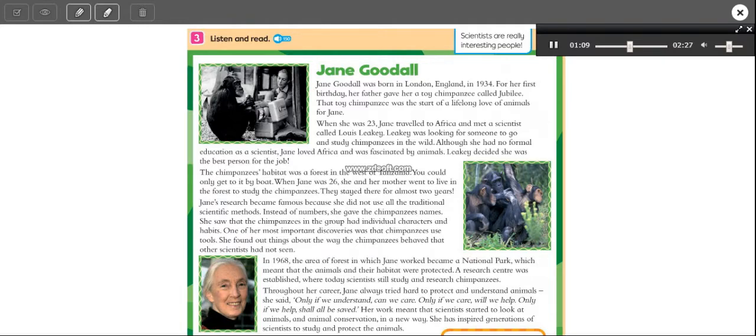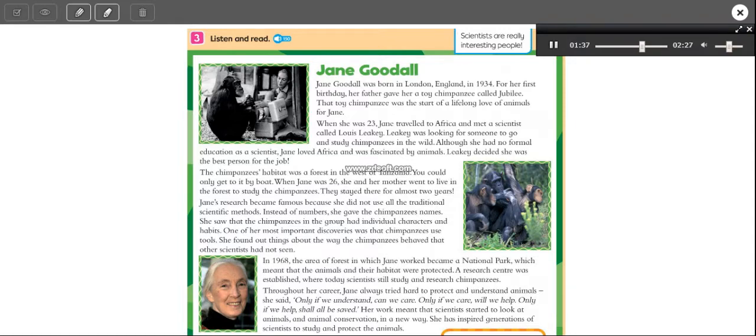Jane's research became famous because she did not use all the traditional scientific methods. Instead of numbers, she gave the chimpanzees names. She saw that the chimpanzees in the group had individual characters and habits. One of her most important discoveries was that chimpanzees use tools. She found out things about the way the chimpanzees behaved that other scientists had not seen.